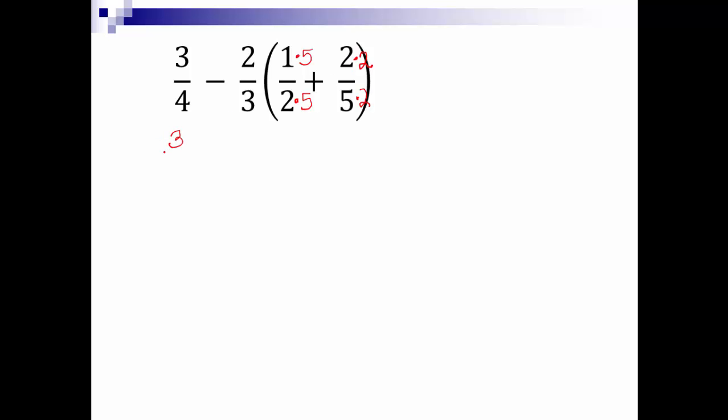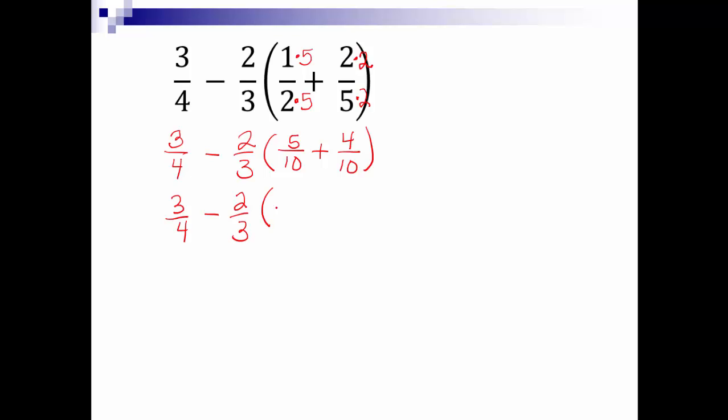So again, I still have 3/4 minus 2/3. And in parentheses, I now have 5/10 plus 4/10. I must come up with a single fraction within my parentheses before I can move on. 5 plus 4 is 9/10. I then look here and see what operations I have running around. I have subtraction running around. And when I don't see an operation between the 2/3 and the 9/10 in parentheses, I know that must be a multiplication. Again, I need to multiply before I worry about subtracting.